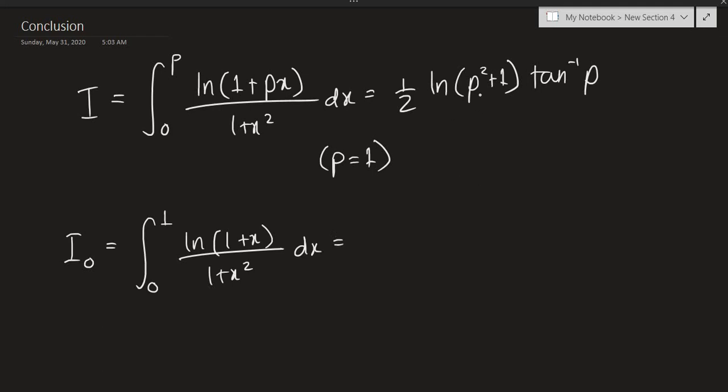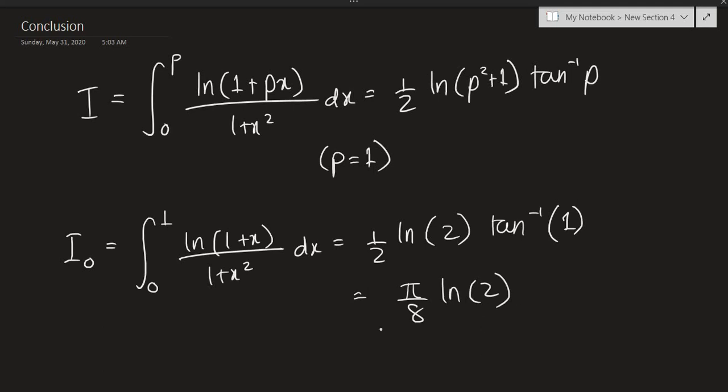You just substitute p equals 1 here too: half of the natural log of p squared, or 1 squared plus 1, which is 2, times the inverse tangent of 1. If you simplify that, inverse tangent of 1 is pi over 4, times half is pi over 8 times log 2, and that's exactly what we obtained yesterday, right? Which means we've generalized our Sechet integral correctly.